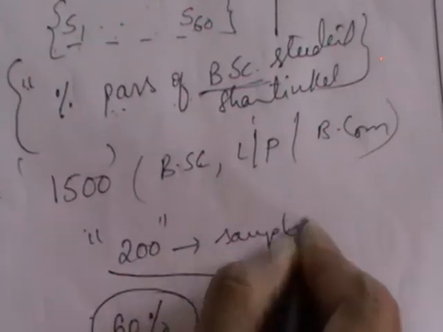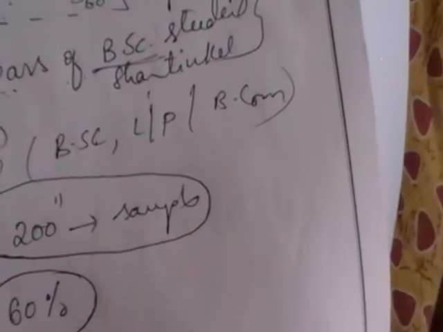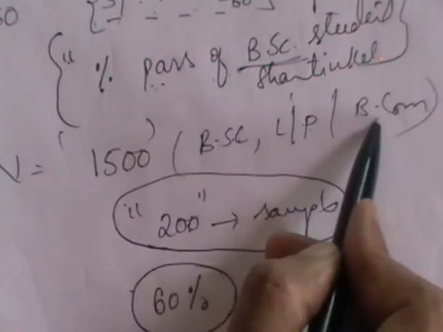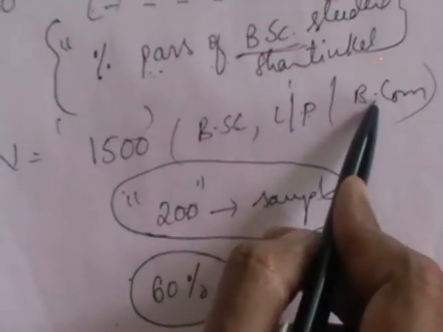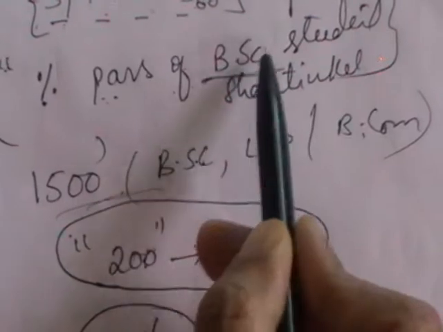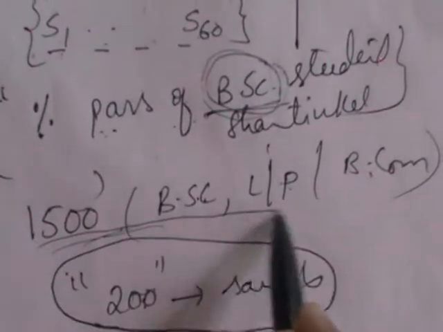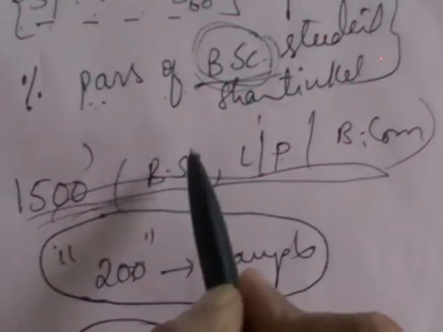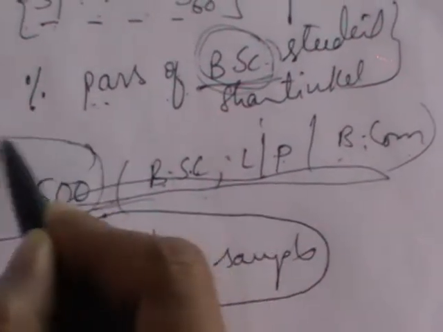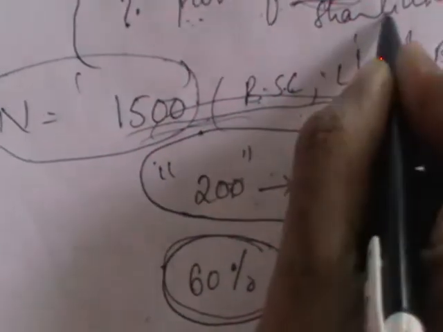So what is the sample size here? I have collected a sample of 200. In this 200, I may get a BSc student, or I may get a life sciences or a BCom student also. Whenever the population is heterogeneous with respect to the study, as we are confined only to BSc but our population consists of all the groups, then if I collect a sample from this heterogeneous population, whatever results I get may not be valid for my survey.